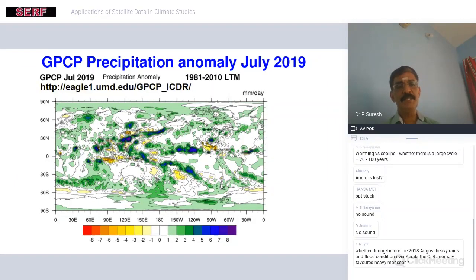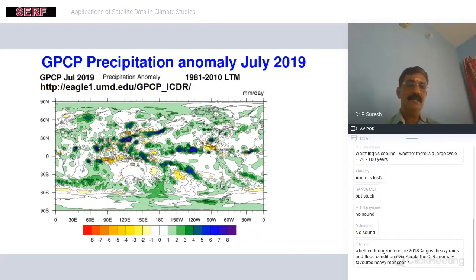The latest picture I downloaded yesterday night, for the month of July, is readily available on the site, and the site address is given over here. This is the precipitation anomaly. This is the Indian region. Because of the monsoon we are getting a higher precipitation anomaly, so this is on the positive side.